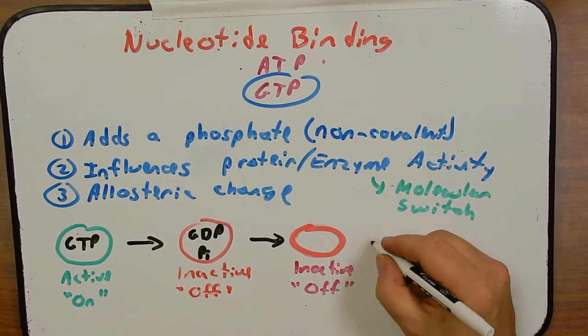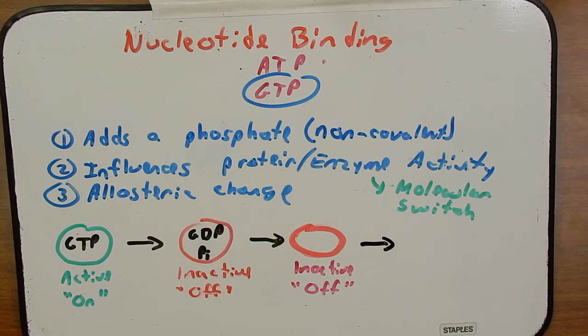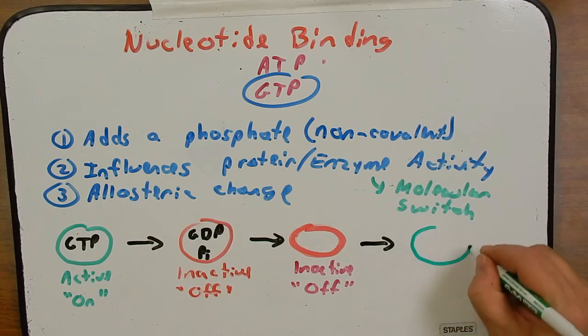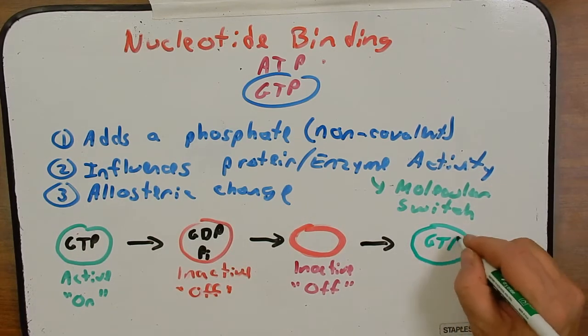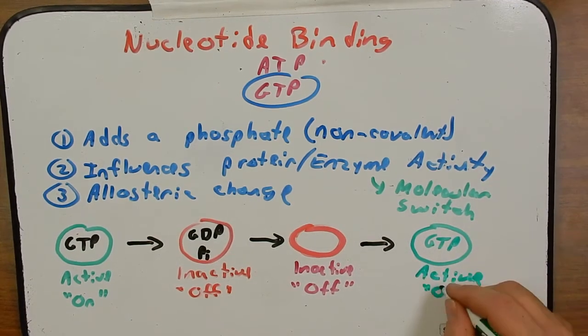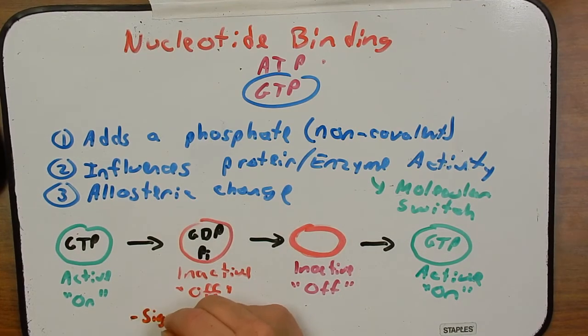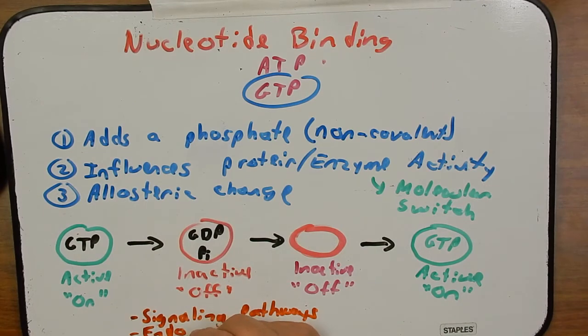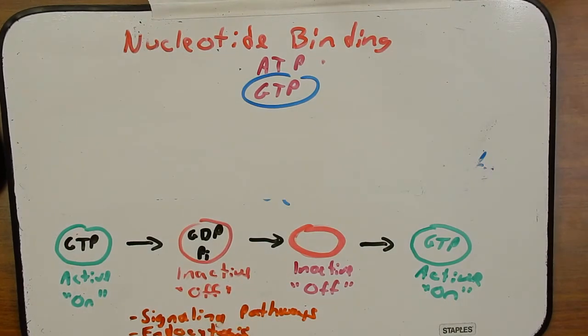But we can turn it back on. We can switch this protein's activity to the on switch again, and we do that by having it bind GTP again. It's active, on. And we'll talk a lot about this when we talk about signaling pathways and endocytosis and some other pathways. I want to mention one more thing here about how GTP turns this enzyme activity on and how it turns it off.